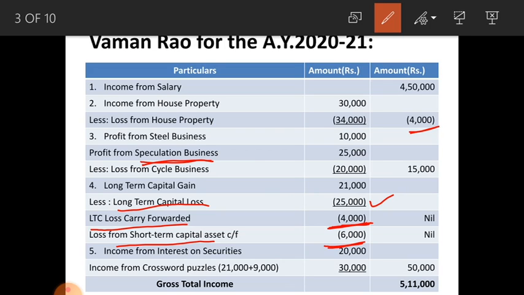Okay. Next, see, income from interest on security 20,000 is there, that comes under income from other sources, and another income under income from other sources is income from crossword puzzles. Here you have to write the gross amount and not the net amount. That is why you are adding TDS to the net amount of 21,000. The total amount of income from a crossword puzzle amounts to rupees 30,000. Write the total of 20,000 and 30,000, that is 50,000 in the outer column, and the balance of these heads amounts to rupees 5,11,000, that is gross total income of Mr.